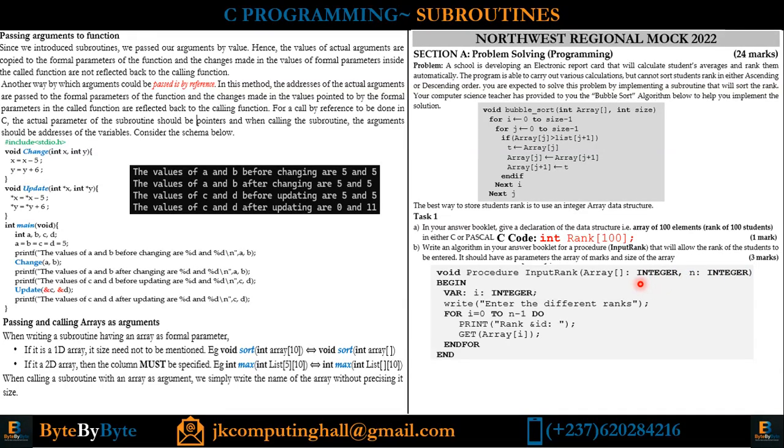And we all know that to input this, this is the algorithm we have. Since we introduced array, this is the same algorithm we are going to have. So I have my counter, then a message, enter the different ranks. From I equals 0 to n minus 1, what should we do? We print rank at position I, then we get that particular value. And that is all, dear students. So that is what we have for the 3 marks.